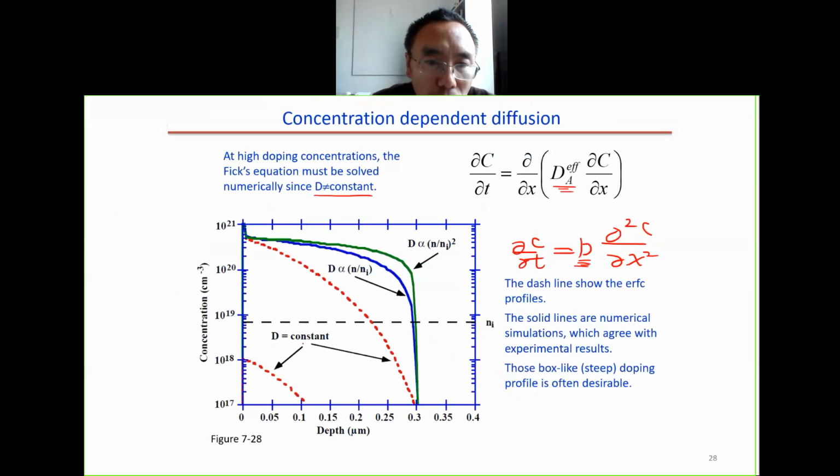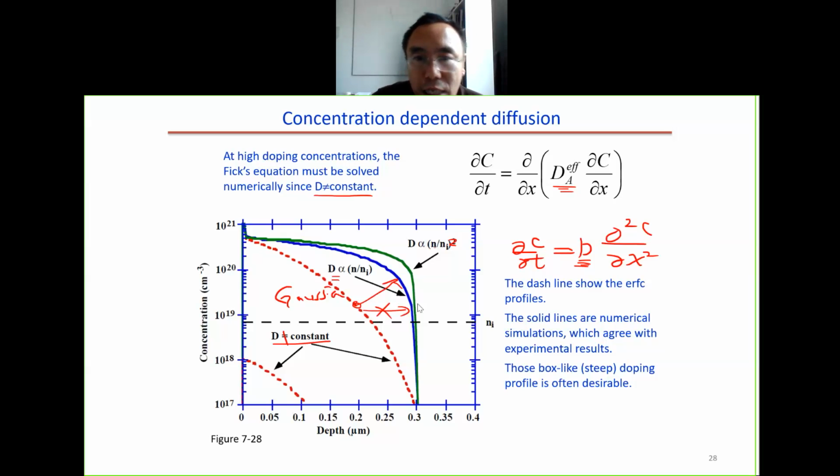When the D is constant, we know this one is the Gaussian. When the D is not constant, for example, if D is proportional to n, the carrier concentration, it becomes this blue curve. When the D is proportional to carrier concentration squared, we have this green curve. This is just the drawing of the shape, rather than this one after diffusion becoming this one.